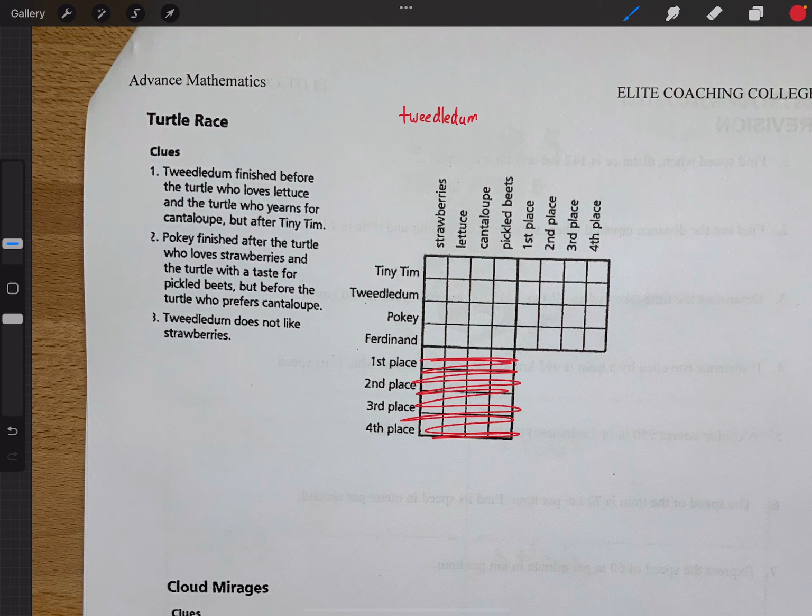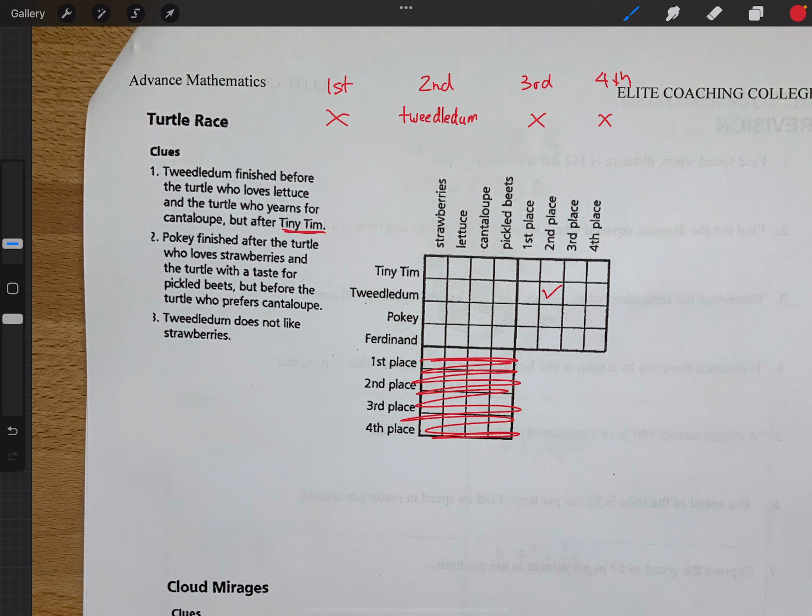Before the turtle who loves lettuce and the turtle who yearns for cantaloupe, but after Tiny Tim. So he beats 2 turtles. So imagine this will be first place. I think Tweedledum will be second place, because he beats 2 turtles, but he's behind 1 other turtle, so he must be in second place. So Tweedledum, I'm going to put that as second place. I'm going to put a tick there.